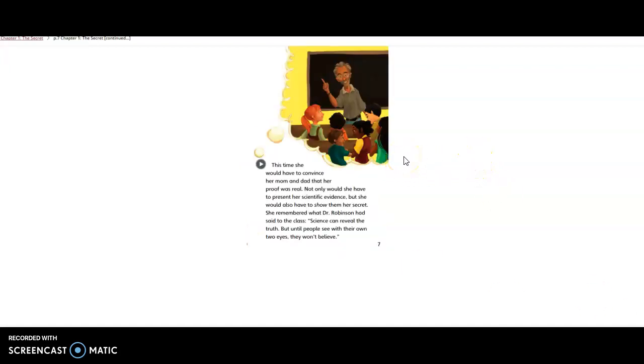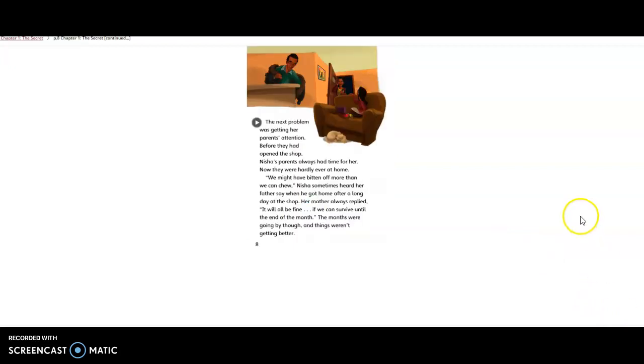This time she would have to convince her mom and dad that her proof was real. Not only would she have to present her scientific evidence, but she would also have to show them her secret. She remembered what Dr. Robinson had said to the class. Science can reveal the truth, but until people see with their own 2 eyes, they won't believe. The next problem was getting her parents' attention. Before they had opened the shop, Nisha's parents always had time for her. Now they were hardly ever at home.